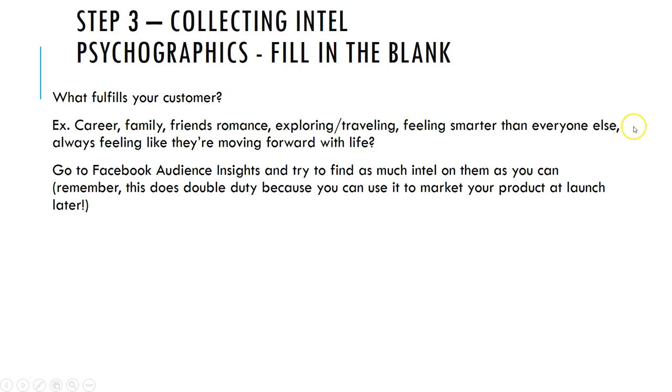Do they like feeling smarter than everyone else? We don't know that yet. Do they like feeling like they're always moving forward with life? We can find that out by looking at, for example, their top preferred groups. If they are motivation groups, or law of attraction groups, or manifestation groups, or self-help groups, or goal setting groups, they are always feeling like they want to move forward with life, right?